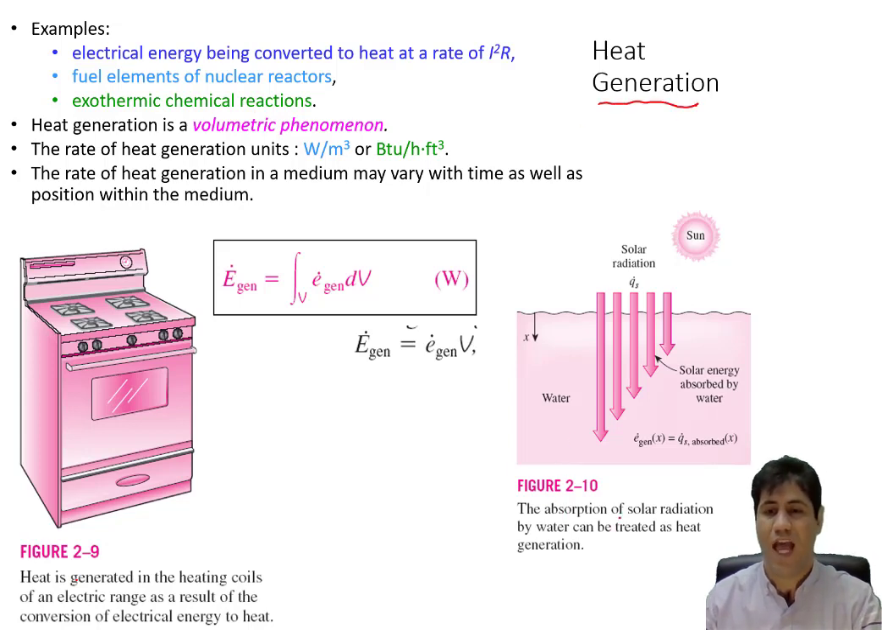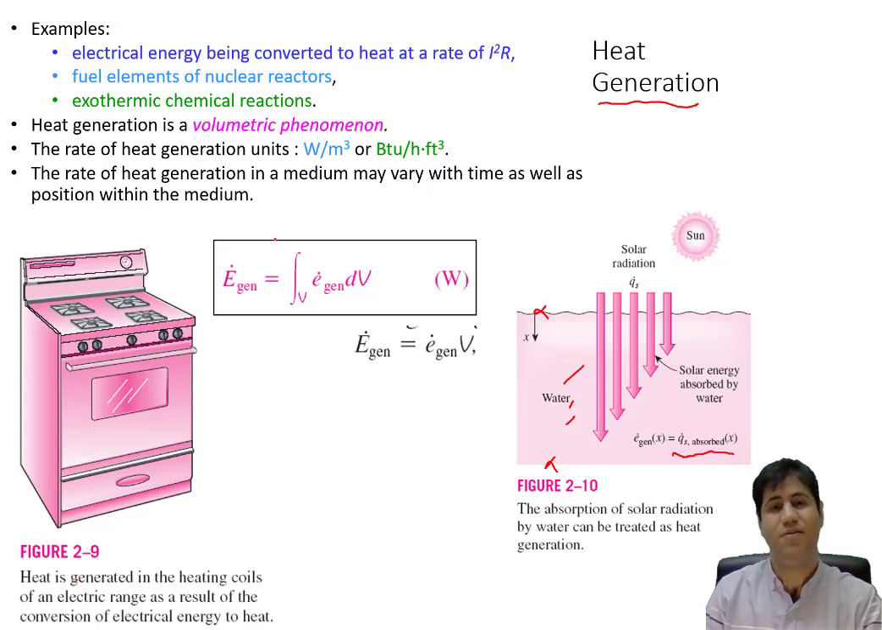For example, the absorption of solar radiation by water can be treated as heat generation. Here, for example, we are going to find the heat transfer through the water. We have temperature difference from this point to this point, so we have heat transfer. That's okay. We can calculate by the Fourier law equation. But also due to radiation of the sun, the water will absorb some radiation and the temperature of the water also will increase. This case can be considered as a heat generation.